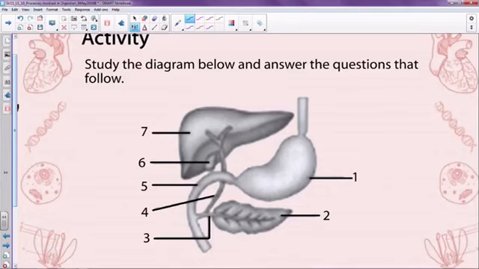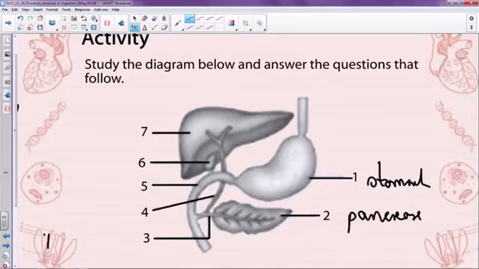So as I would always do, I'm going to label this starting with number 1. So number 1 again, guys, is the stomach. Number 2 is this leaf-shaped structure called the pancreas. Number 3 is the pancreatic duct, and that's a tube or duct that drains the contents of the pancreas into the small intestine. Number 4 is the hepatic portal vein.